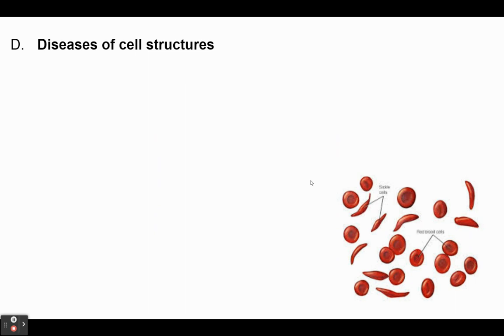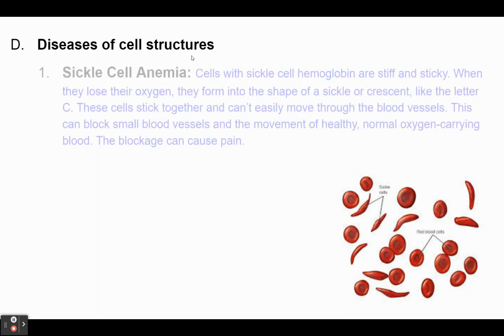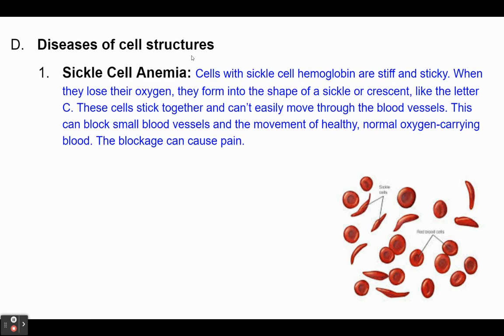Final section is diseases of cell structures, and I've got 3 that I'd like to tell you about. The first disease is called sickle cell anemia. Notice that this is all in blue. This is all optional to write down. There's a couple details of sickle cell anemia I'll have you write down, and you'll see those in black.